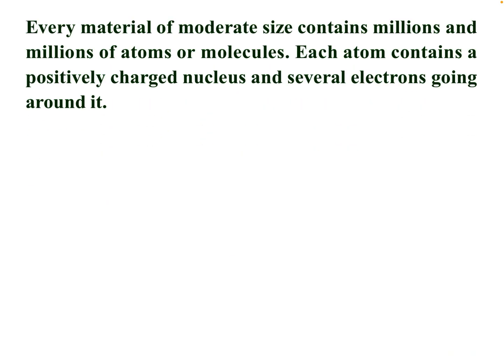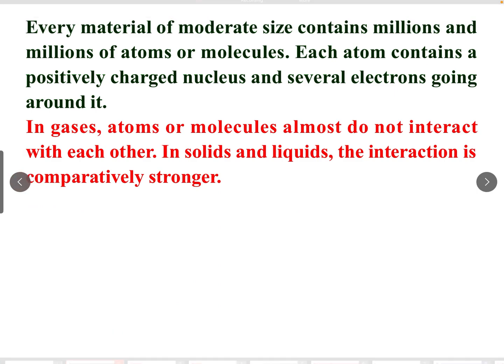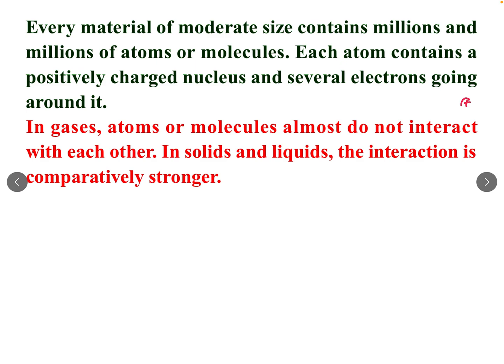First of all, we know that every material of moderate size contains millions and millions of atoms or molecules. Means each material is made up of atoms or molecules. Each atom contains a positively charged nucleus and several electrons going around it. We know that atom has a positively charged center, this is called nucleus, and electrons are revolving around the nucleus.